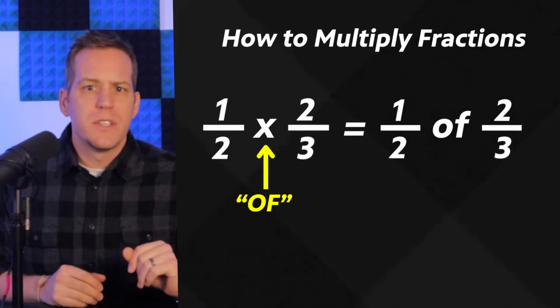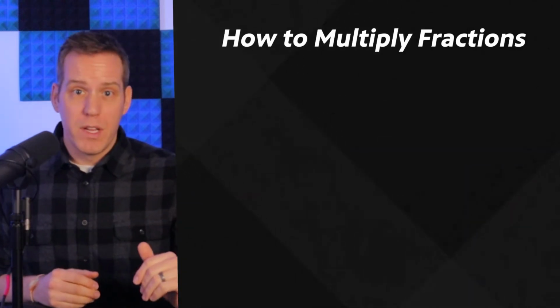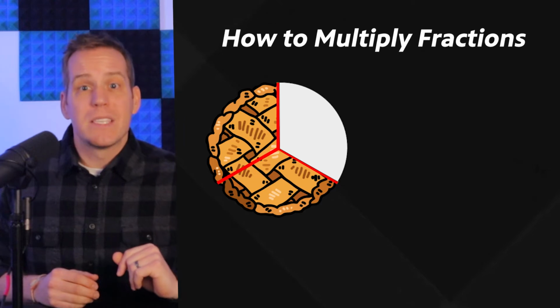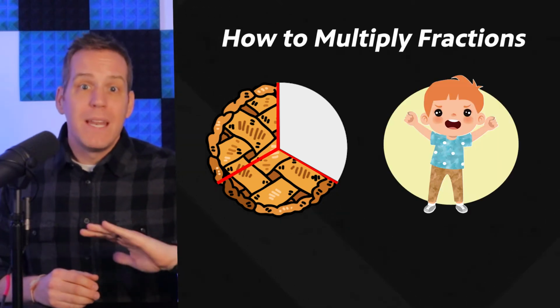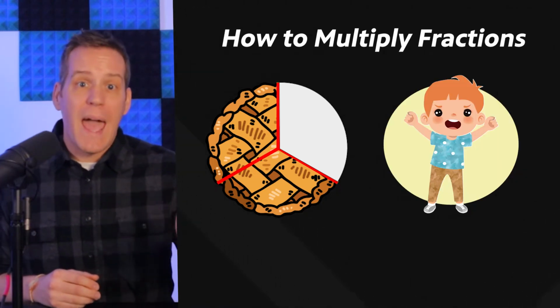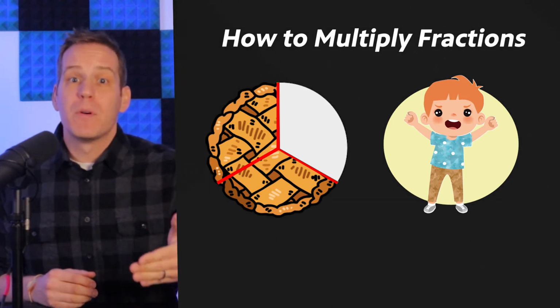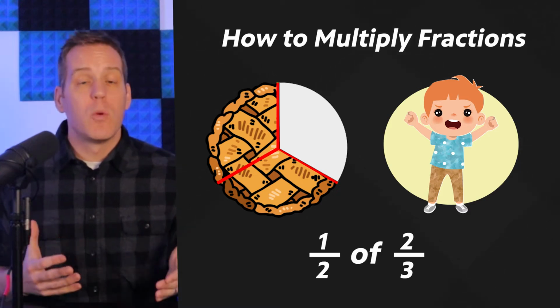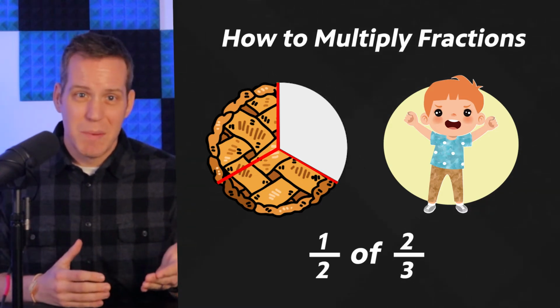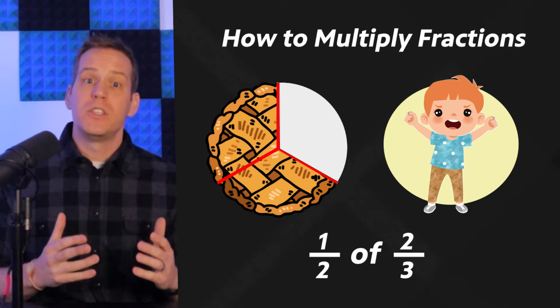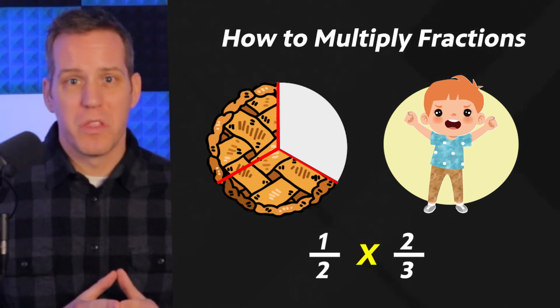So let's say, for instance, you have 2/3 of a pie in your fridge, and your little brother sneaks in there and eats half of that pie. He didn't eat half of the entire pie, he ate half of the 2/3 that was in there. So if you wanted to know what fraction of the pie was left in the pan, you would need to know what half of 2/3 is. And the way that you'd solve that would be to do 1/2 times 2/3.